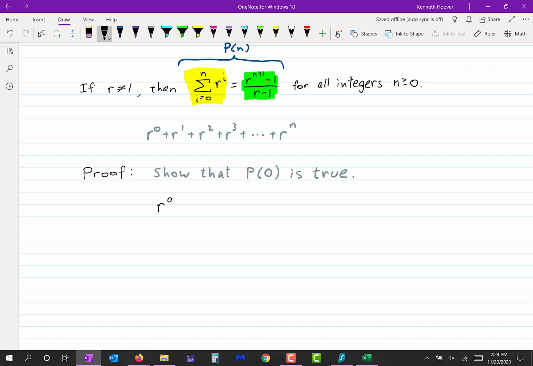I must show that that equals the green part, which would be what? The green part would be r to the 0 plus 1 minus 1 over r to the 1. I mean r minus 1. Okay, that's just a matter of copying down the yellow part and the green part, inserting the number 0 in place of n, and then I just have to do some math to bridge that gap. And it's usually very easy math. So what's r to the 0? r to the 0 equals 1, doesn't it?